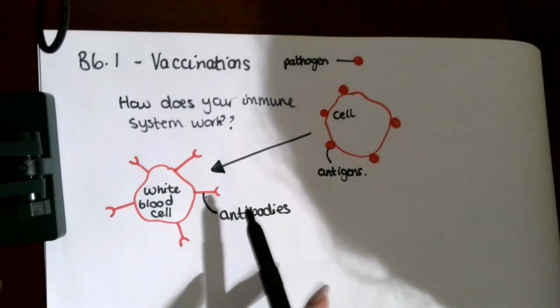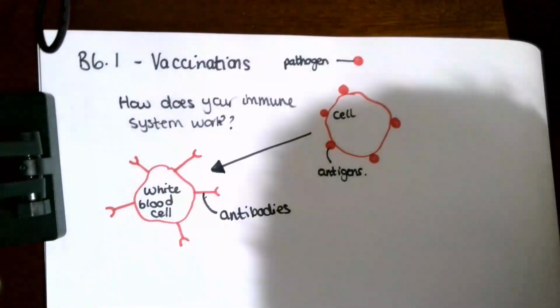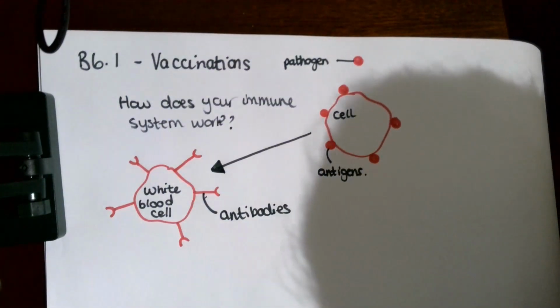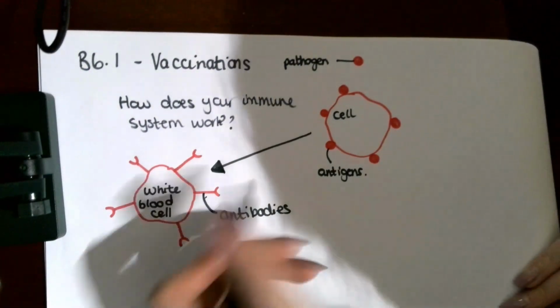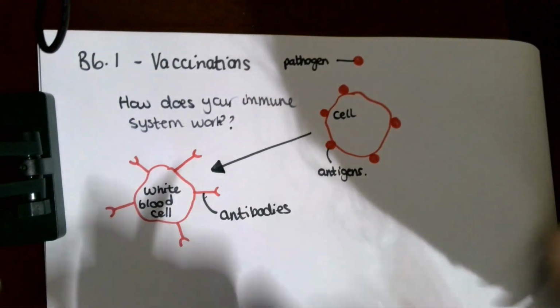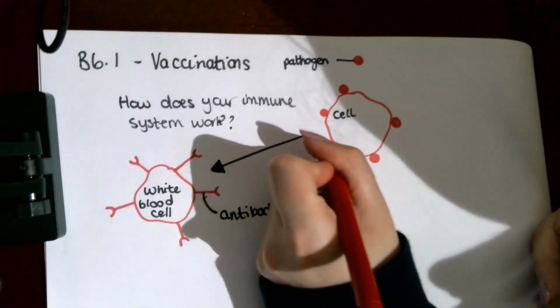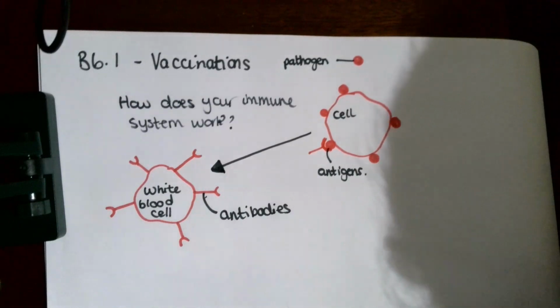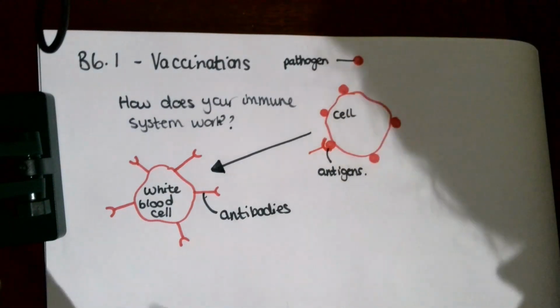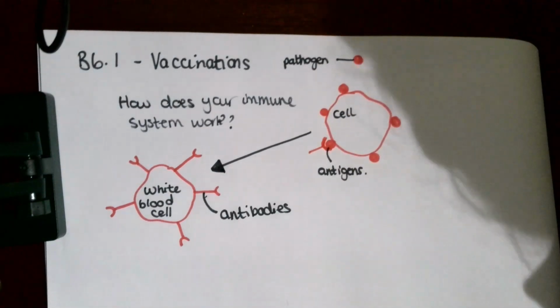So these antibodies will match up to the specific shape of the antigen that they need to kill. So when the white blood cell produces these antibodies, they are released, and they will fit around the antigens and destroy them so that they cannot affect the body any further.